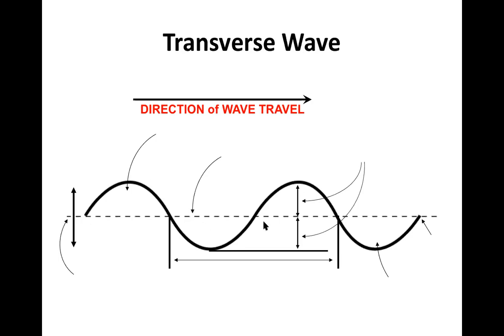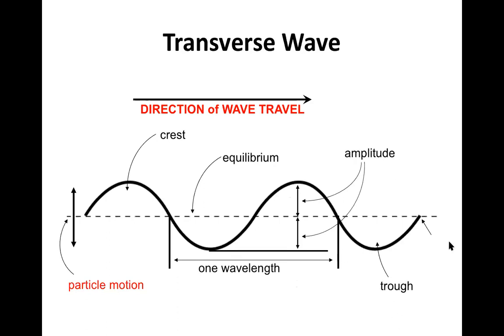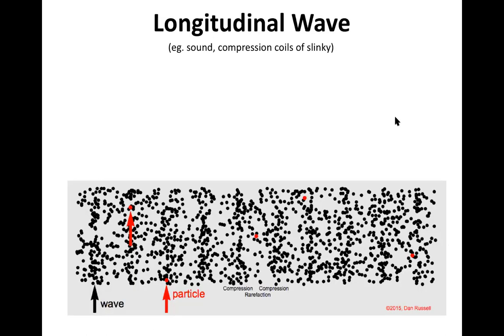Regardless of the type of wave, we can always draw a transverse wave to represent it. With a transverse wave, there are different features that we're going to label. There's the direction of the particle motion, the direction of the wave, a crest, an equilibrium point, one wavelength, amplitude, trough, and node. We're going to go over these points in a lot more detail in the second half of this lesson.